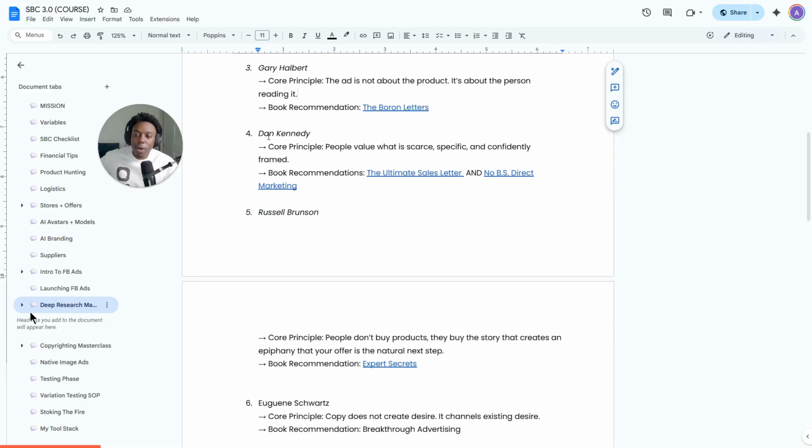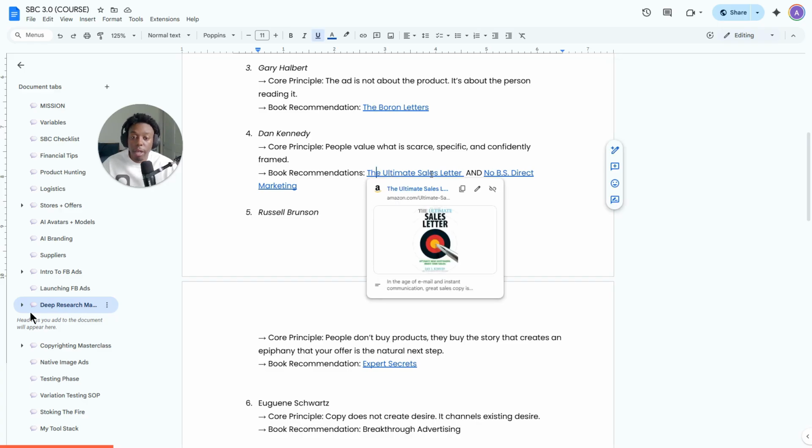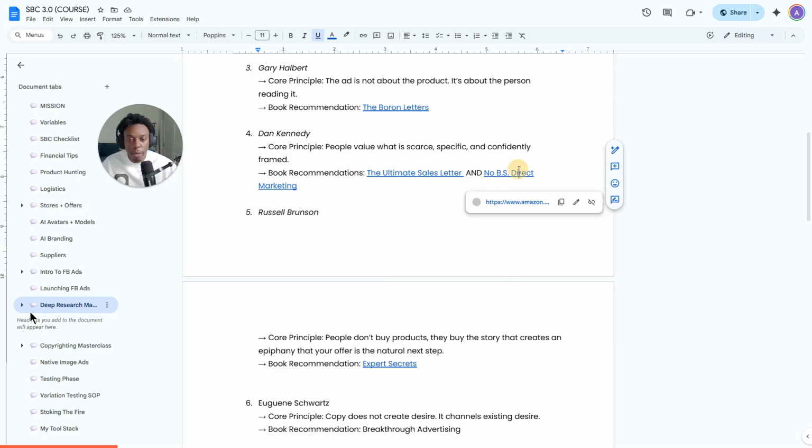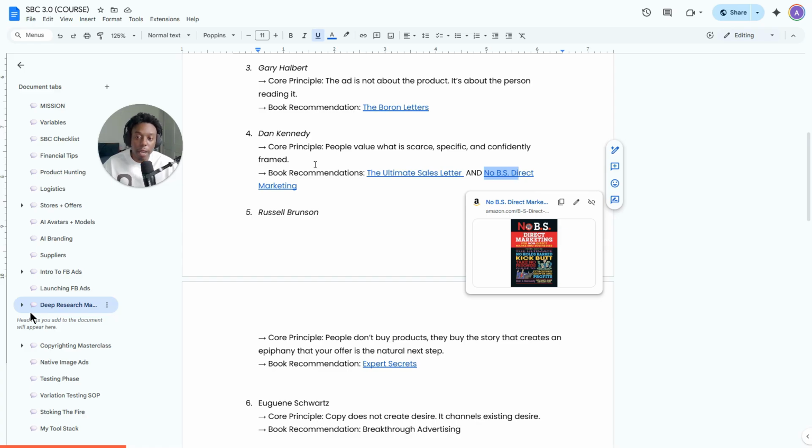Dan Kennedy, by far one of my favorites of the 6. He is a copywriting goat. He has so many core principles, but this one was really important: people value what is scarce, specific, and confidently framed. The Ultimate Sales Letter was a book I read years ago, back when I was in the info space, and No BS Direct Marketing was one of the newer publications that was really popular a few years ago. Some really great information here that is just evergreen, right? It will be around for the dawn of time.